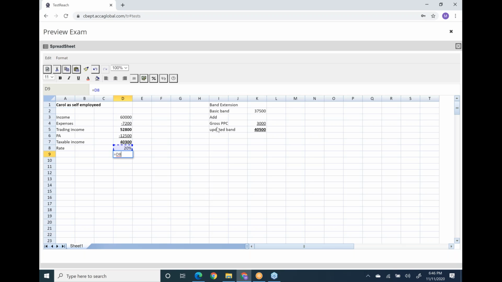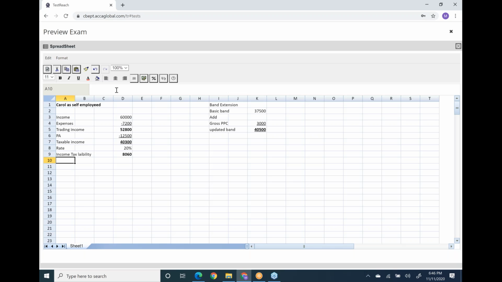All taxable income will fall in the first band. All of the complete taxable income will fall in the first band. Okay, so now your income tax liability is 8060.